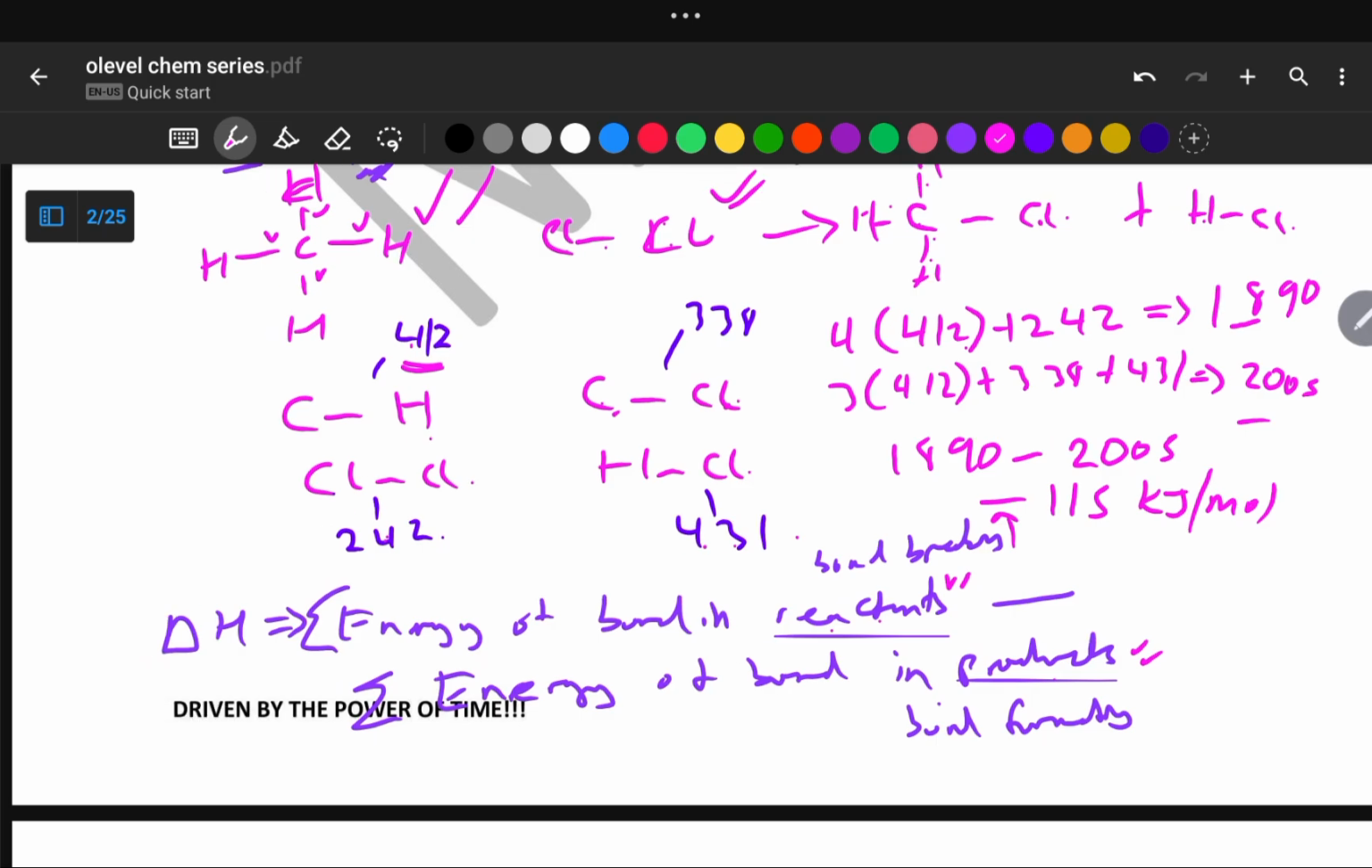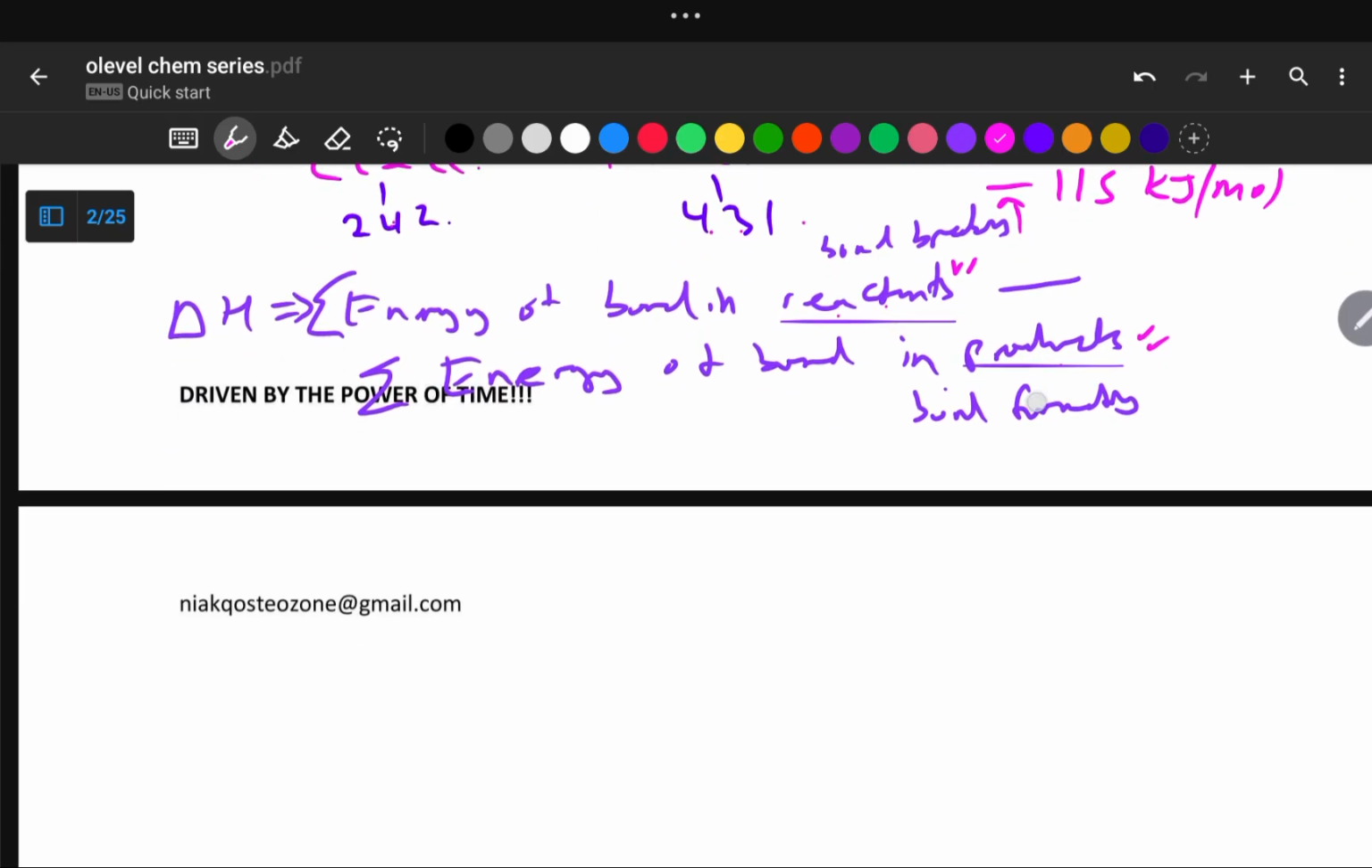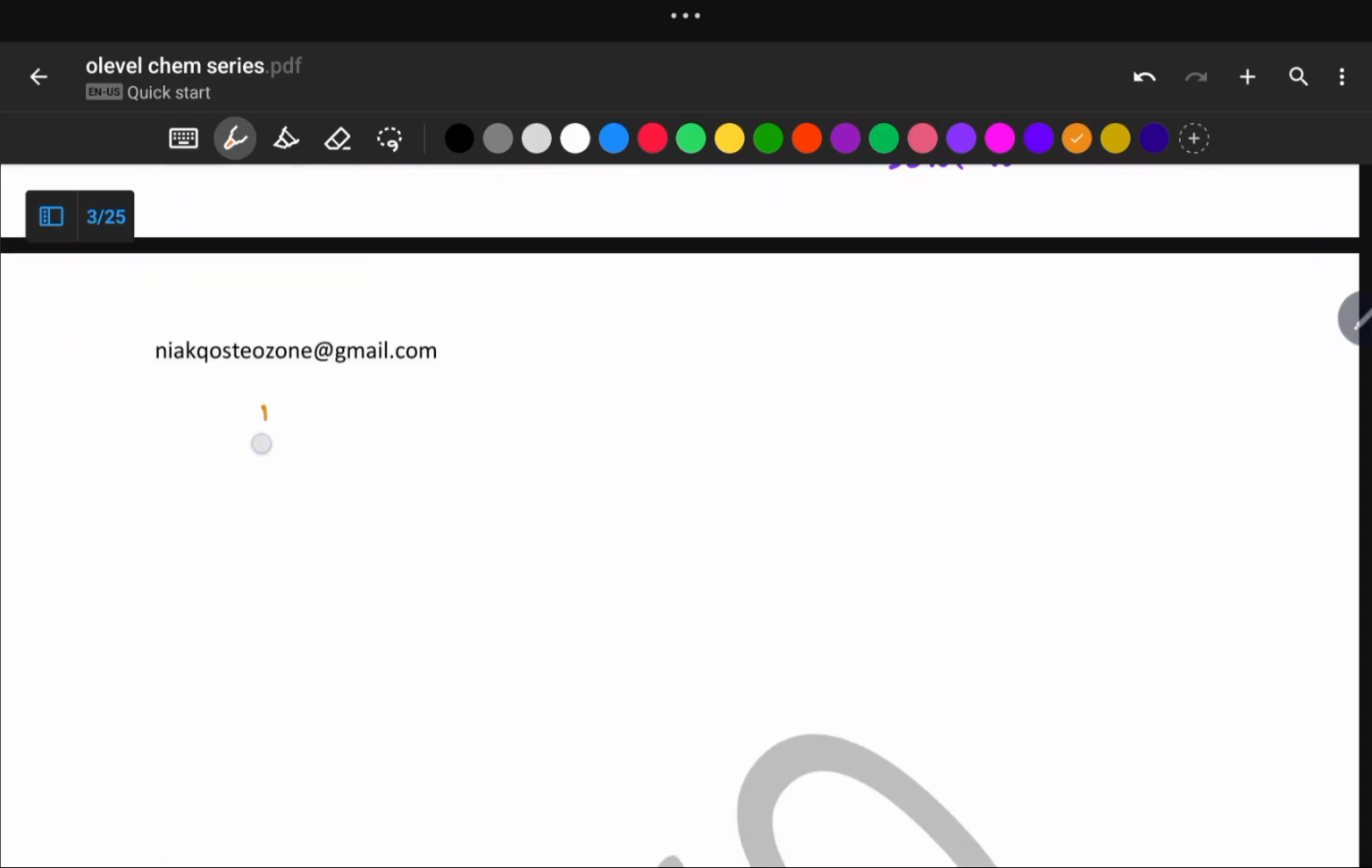So we are now moving into the reaction kinetics, right? So we must explain and try to understand what is meant by the term reaction kinetics, right? So reaction kinetics, it is the study of how fast a chemical reaction occurs, and also the factors that affect the rate of a reaction.